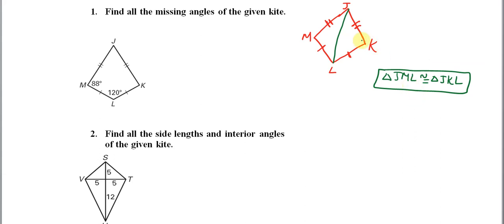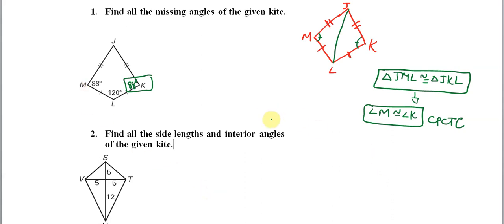But from there, we can extend on that, and we can say that the measure of angle K and the measure of angle M must be equal to each other. Okay, so we can extend on this and say that the measure of angle M and the measure of angle K are in fact congruent to each other because of CPCTC. Corresponding parts of congruent triangles are congruent. So from there, we can say that this angle here, angle K, must be 88 degrees because it is the same measure as angle M.